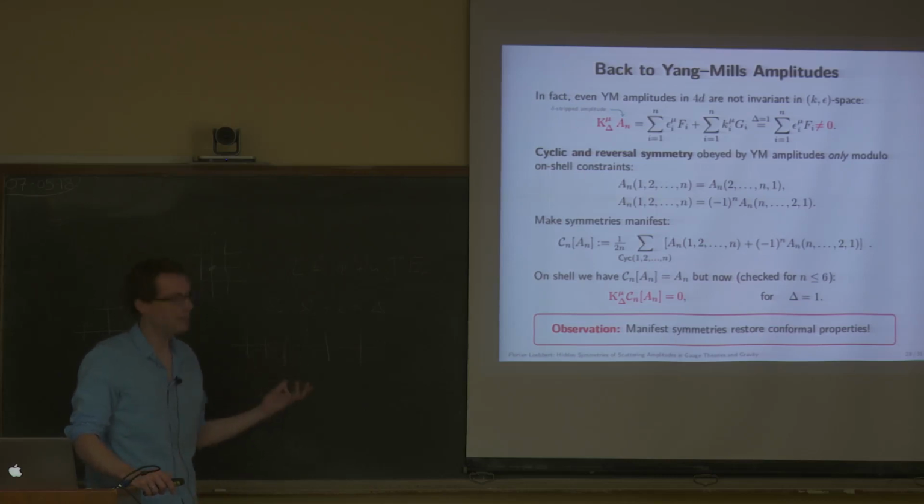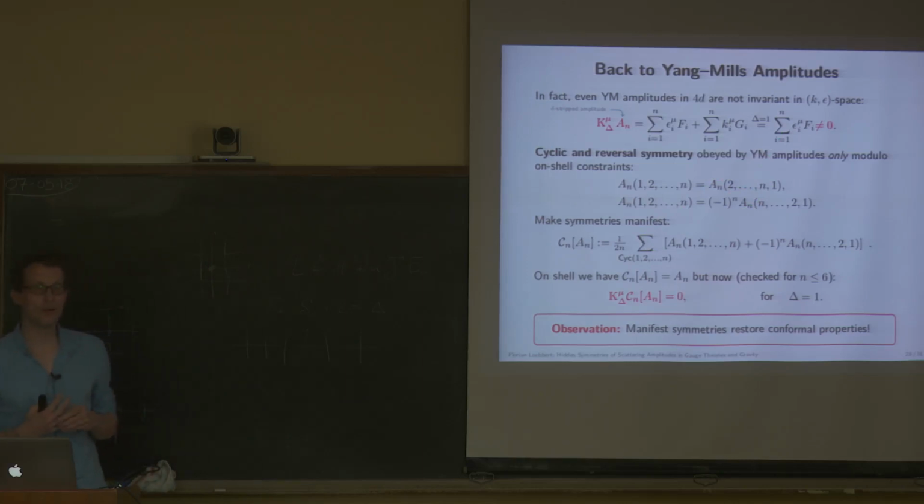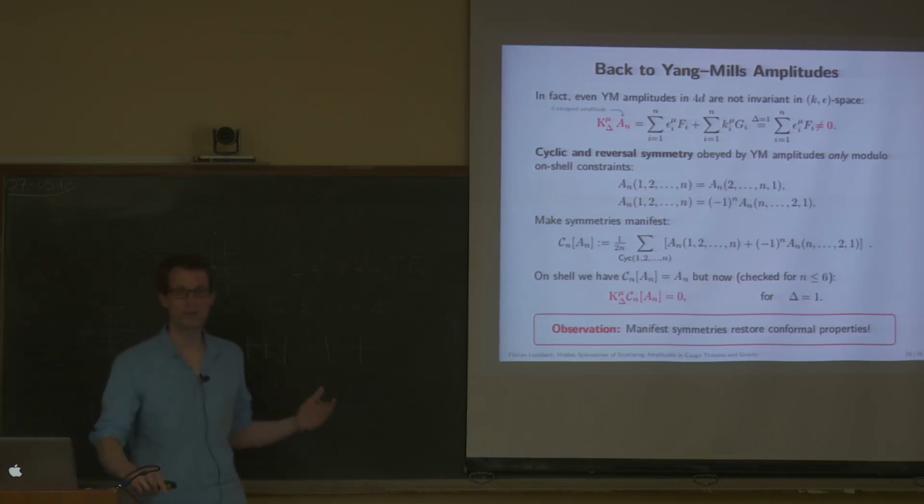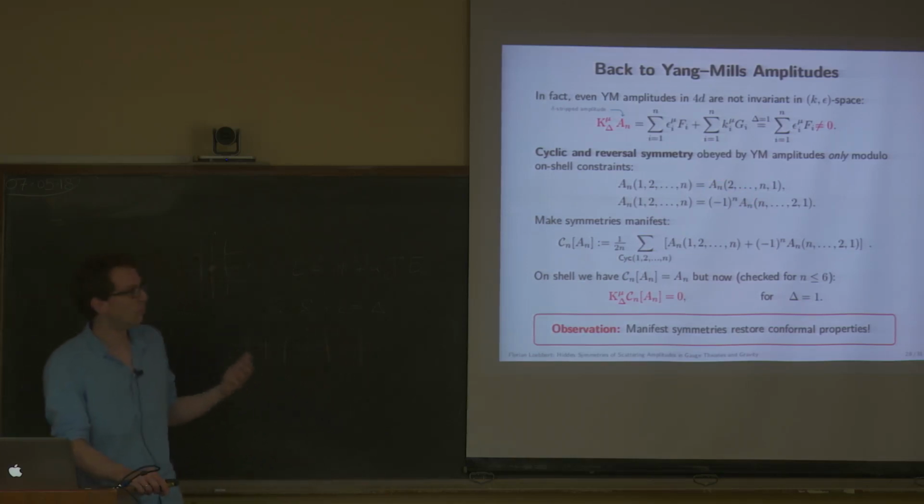One thing one can remember here is that these amplitudes should have a cyclic symmetry and also a reversal symmetry, because I stripped off this color trace. They inherit this symmetry from the color trace. However, this cyclic and reversal symmetry is only obeyed modulo these on-shell constraints, of which I've shown you on the previous slide that K does not commute with them. So these symmetries don't hold. K does not preserve this space on which the symmetries hold.